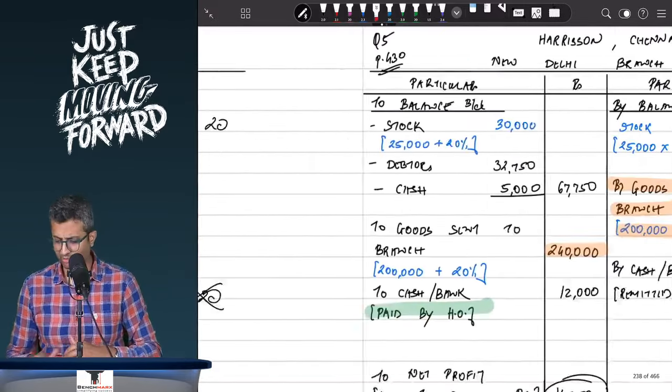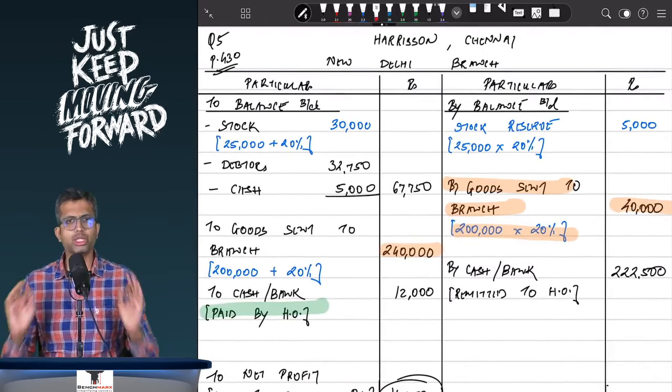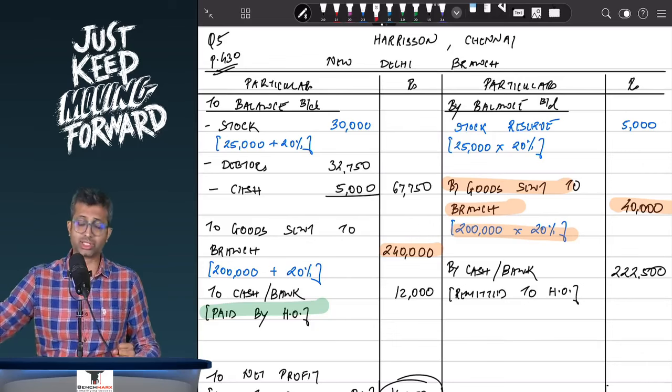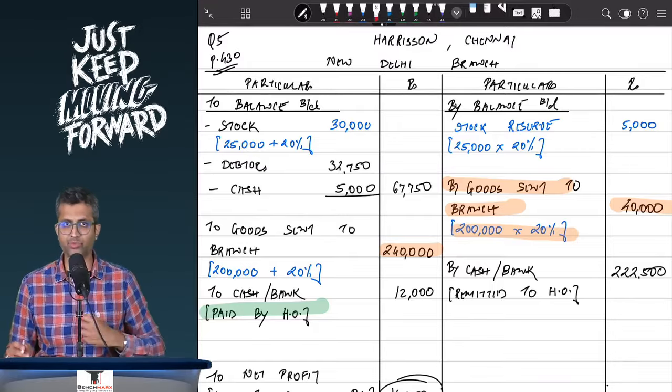If I want to do the work using just the debtors method, you will start with your opening. In this case, you will have the opening stock, opening debtors, opening cash, everything recorded in the branch account only.